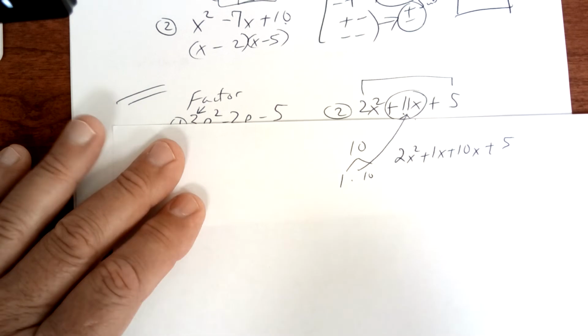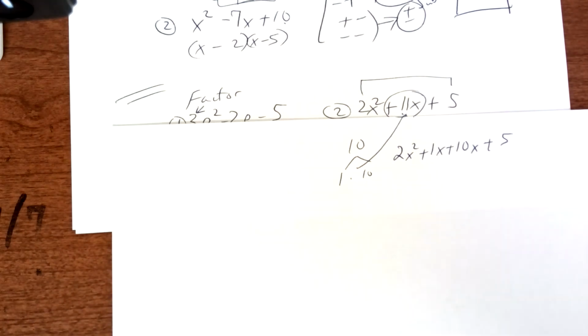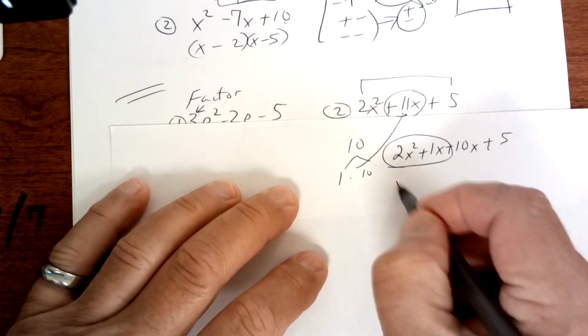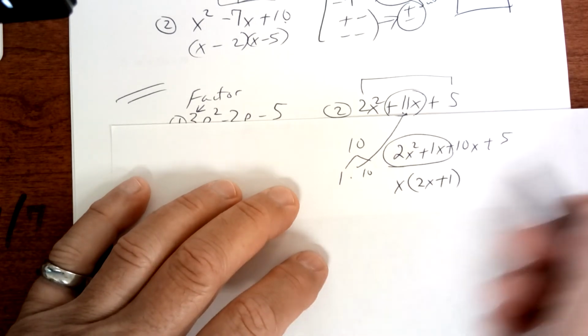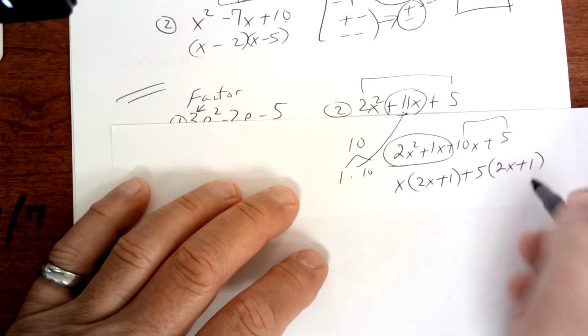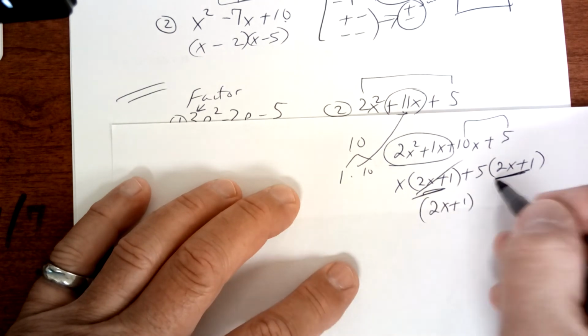Once you get to this point, then you're going to do group factoring, okay? Because you have 4 terms. Let me switch these papers. Okay, so here you're going to take out an x, and you're left with 2x plus 1. This one you're going to take out a 5, and you're left with 2x plus 1. Now you have a 2x plus 1, so you're going to take that out. And when you take that out, you're left with x plus 5.